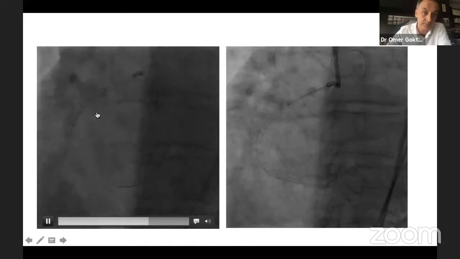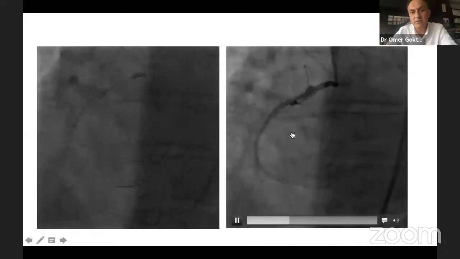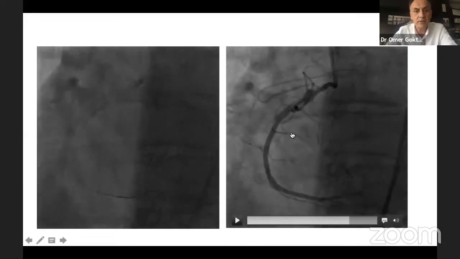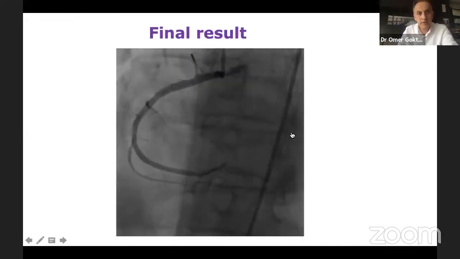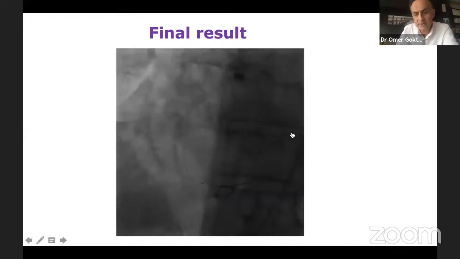Then, after inserting the antegrade wire, this is the antegrade wire, I work over the antegrade wire, not the retrograde wire. If I use it, I'll jail myself in the RCA body, which is a terrible situation. This is another stent, and I have a result like this, not bad.